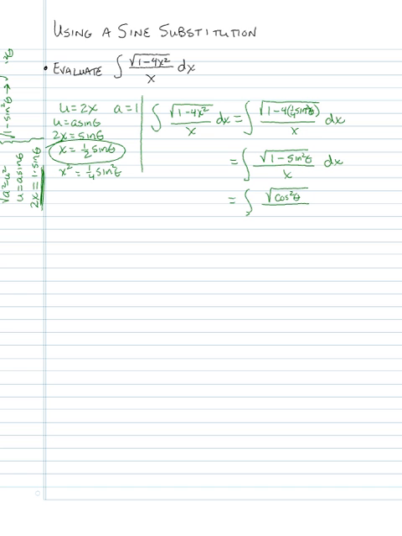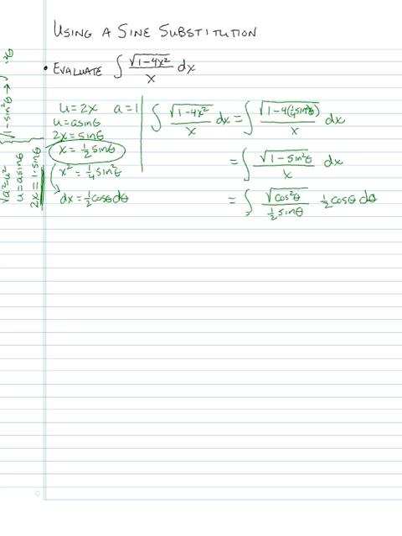Now, x in the denominator can be replaced with 1/2 sine of theta. That's what x is. Well, what about dx? We use the information about what x is. If x is 1/2 sine theta, then dx is the derivative of 1/2 sine of theta with respect to theta, which will be 1/2 cosine theta, won't it? 1/2 cosine theta d theta. So we can replace the dx out here with 1/2 times cosine theta d theta.